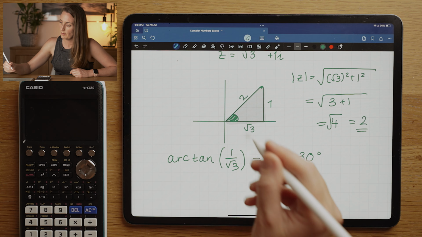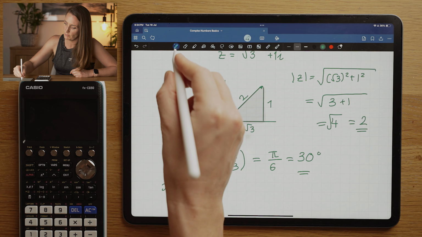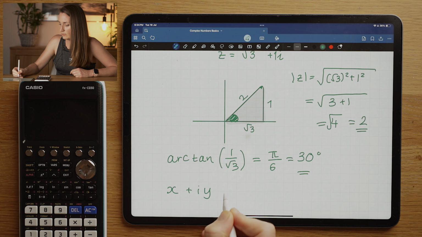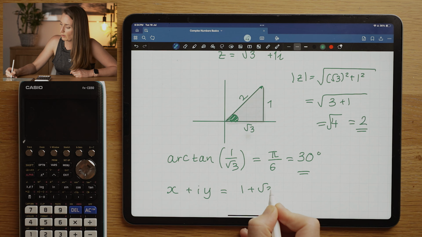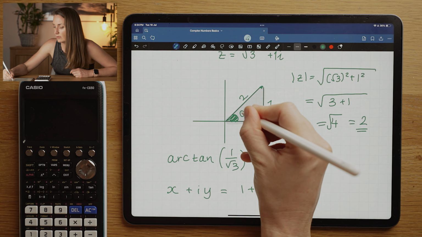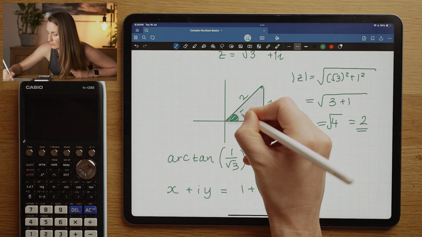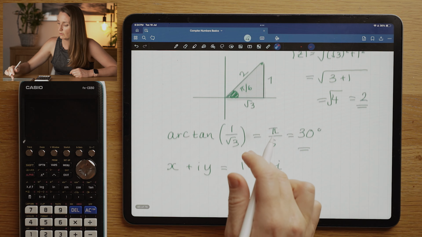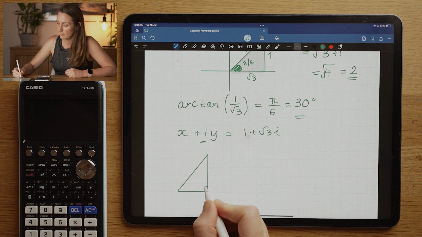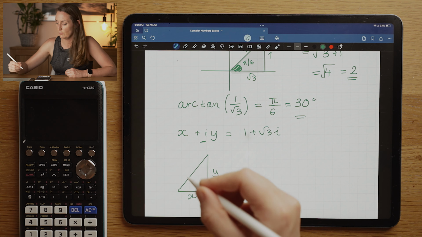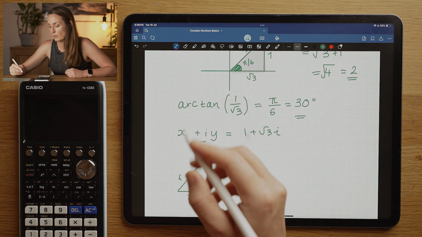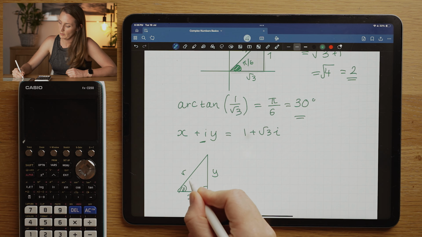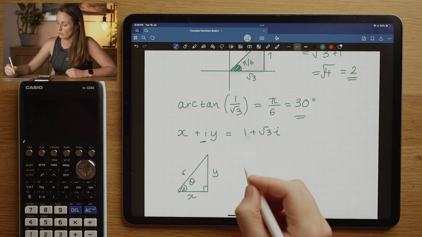So now, remember, we want to change from being written in the form of x plus iy, which in this case is square root of 3 plus 1i, to be using the modulus and the argument. So what we do is as follows. You can think here was the x and here was the y, and the radius or the modulus is this length here. Now we know what theta is. In our case, theta is 30 degrees.